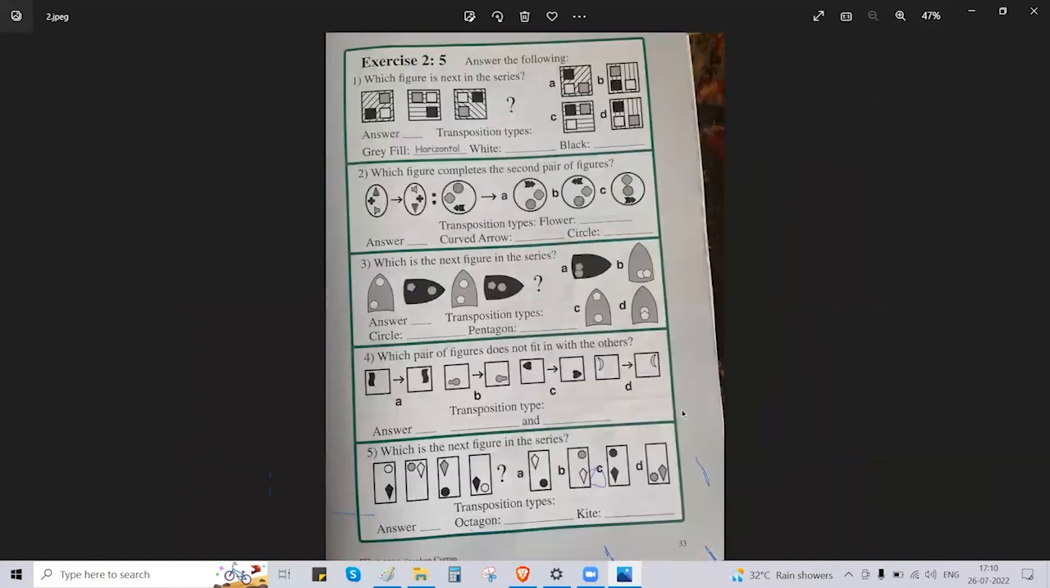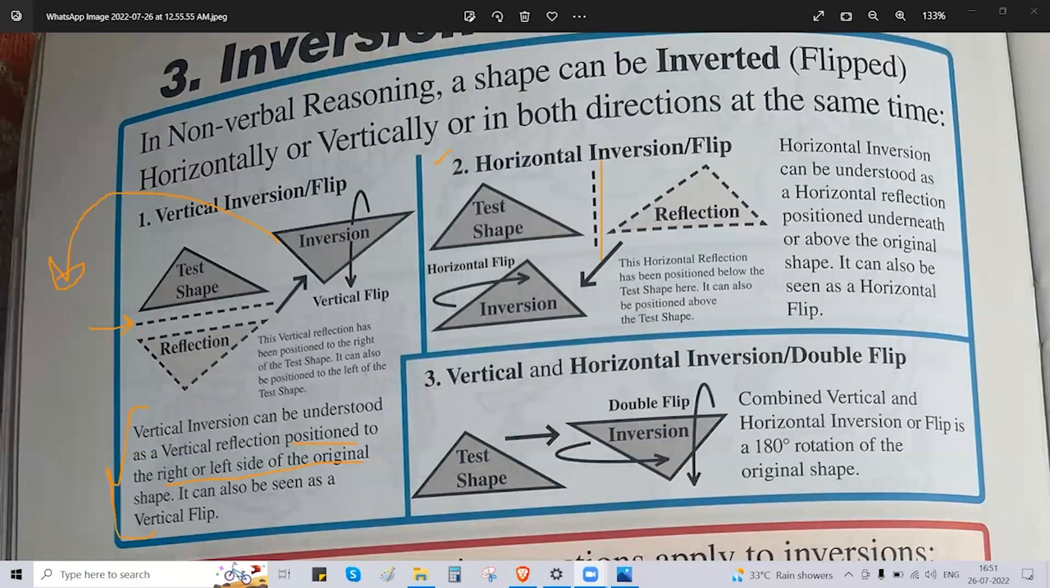Exactly. So when we have a double flip, we call it vertical and horizontal inversion. Let's say, first of all, we flip our shape horizontally, then we flip it vertically, we get a double flip, or we call it a 180 rotation. So don't worry, when we are solving some questions, you will get a better understanding of it. Now let's see what's next.